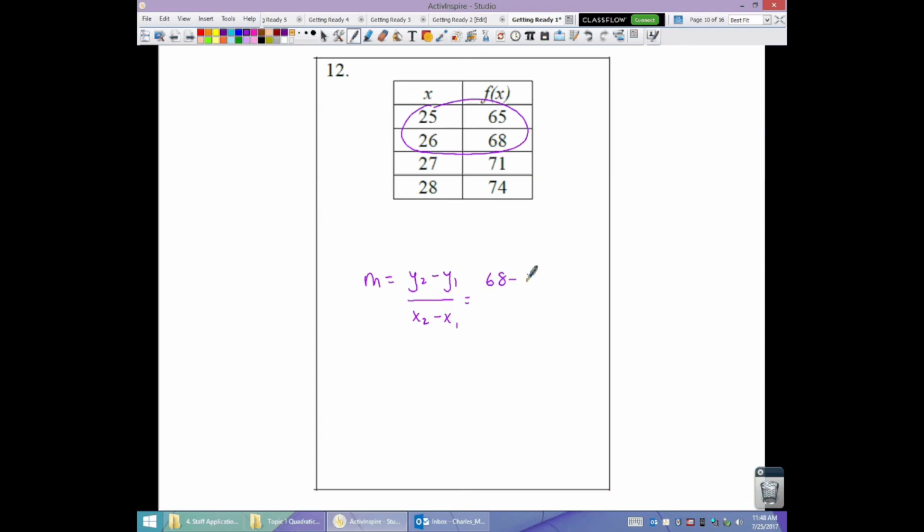So if I put 68 minus 65 for the y differences, then I need to do 26 minus 25 for the difference in the x's. That's 3 over 1, or 3.